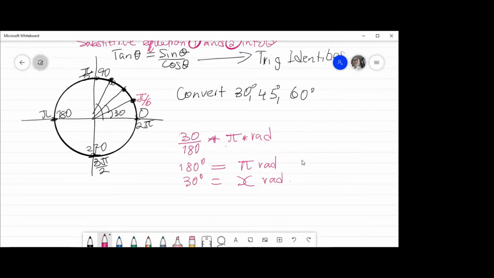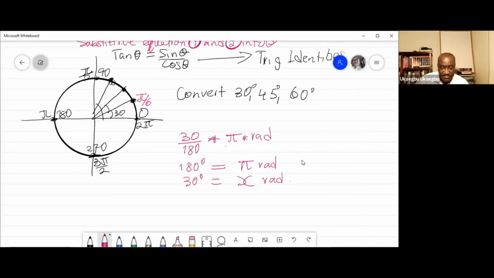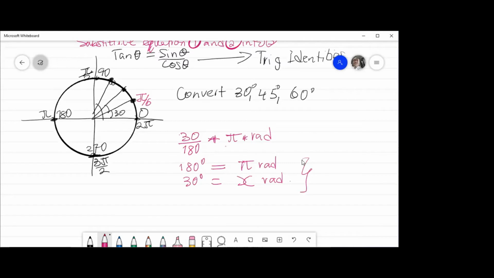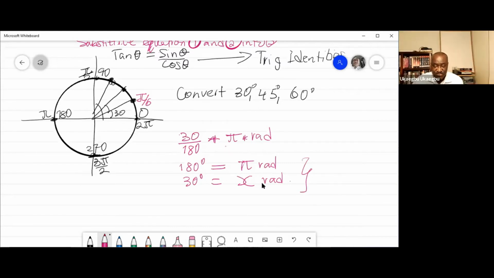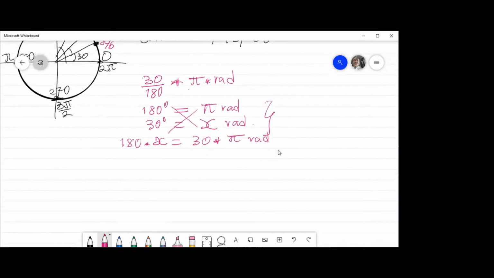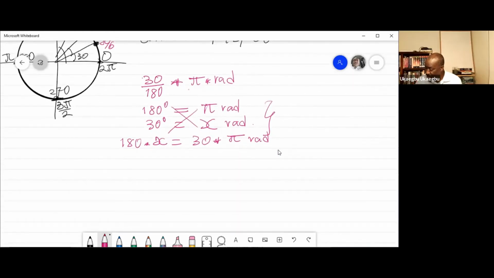Okay. So Carmen, did you try this very quickly? So try this, please. Try cross multiply. Try doing 180 degrees multiplied by x is equal to 30 degrees multiplied by pi radian. Okay? So then you are solving for x. So if you're solving for x, you have to divide both sides by 180 degrees. That's the only way you can eliminate 180.